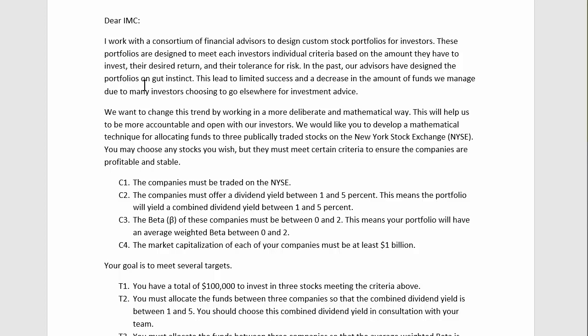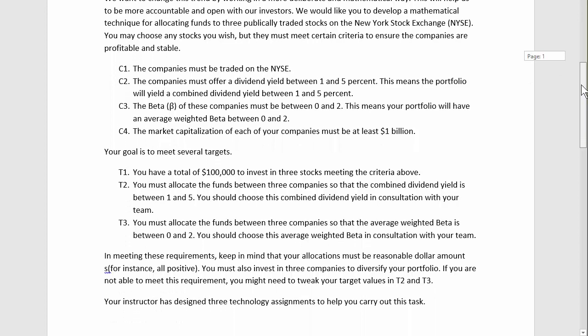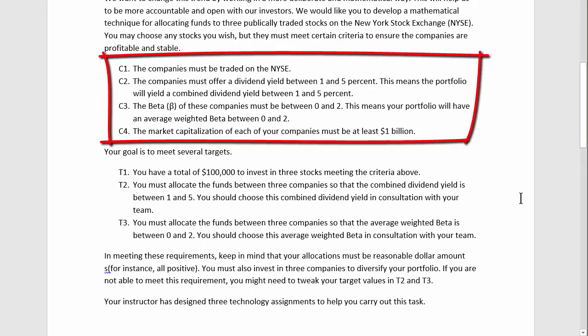a model for stock portfolios. Now, the model that you come up with is going to have to meet several criteria, and those criteria are listed right here. First of all, the companies must be traded on the New York Stock Exchange. Second, the companies must offer a dividend yield between 1 and 5%, so that when you combine these companies together into a stock portfolio, you know that dividend yield is going to come out between 1 and 5%.